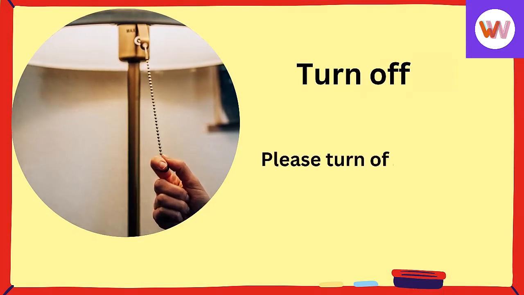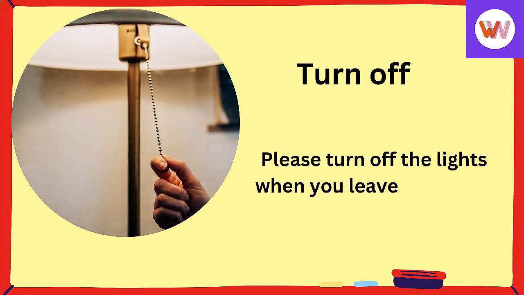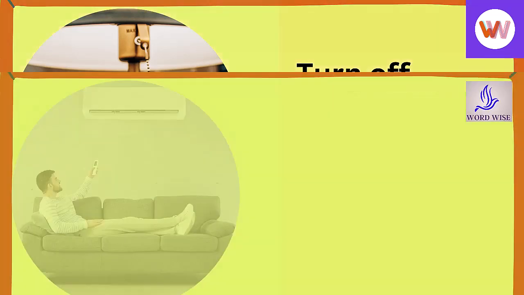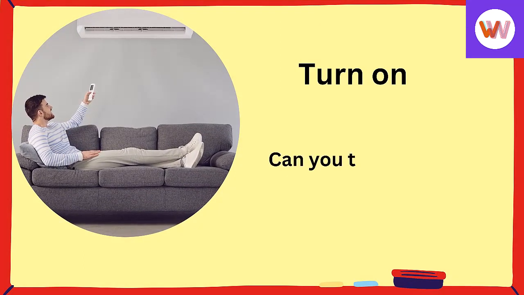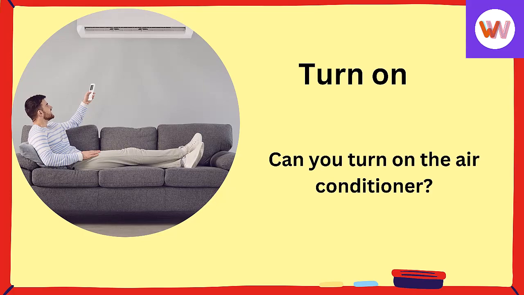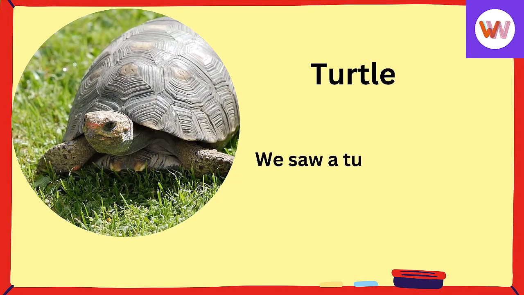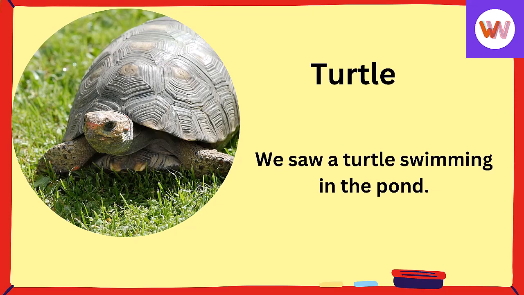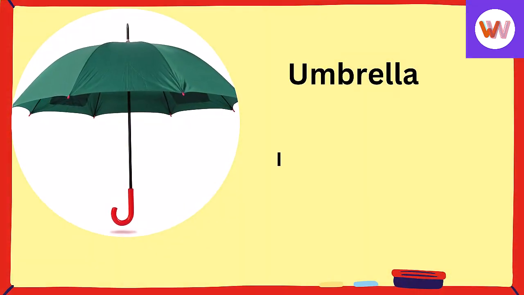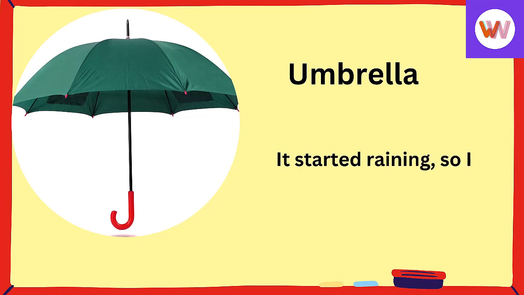Turn off. Please turn off the lights when you leave the room. Turn on. Can you turn on the air conditioner? Turtle. We saw a turtle swimming in the pond. Umbrella. It started raining, so I opened my umbrella.